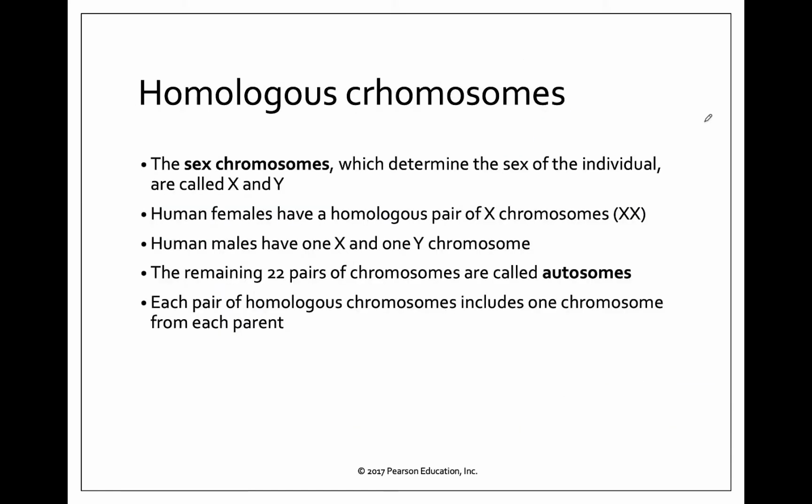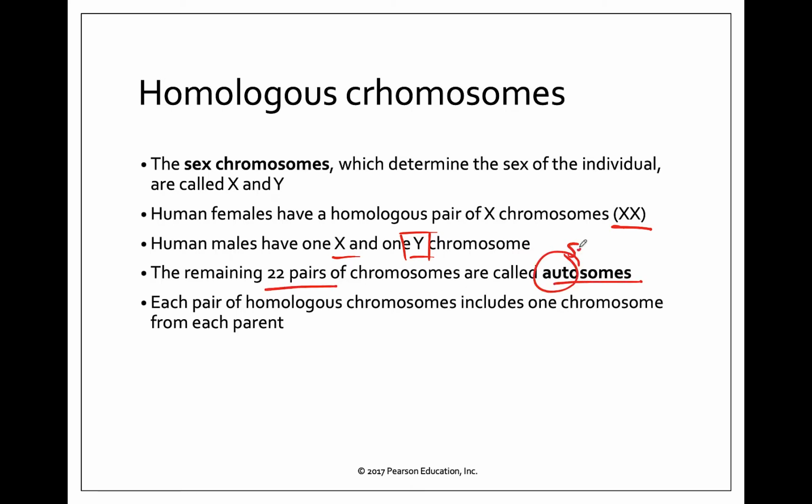So the sex chromosomes determine the genetic sex of the individual. Typically, human females are going to have an X and an X. Typically, human males are going to have an X and a Y. The Y is actually going to determine maleness, so Y has genes on it that trigger the production of male genitalia and male hormones. Again, the remaining 22 pairs are called autosomes.